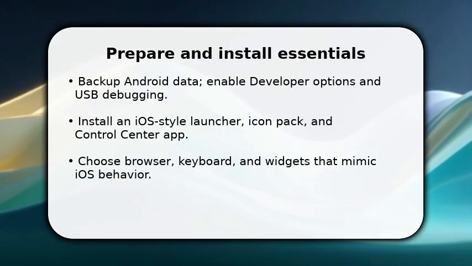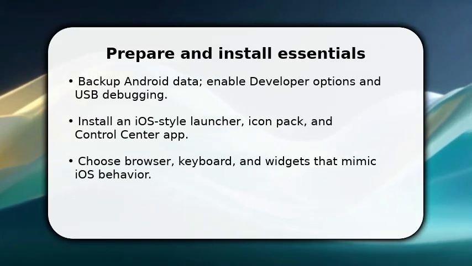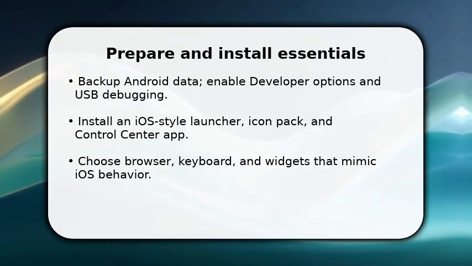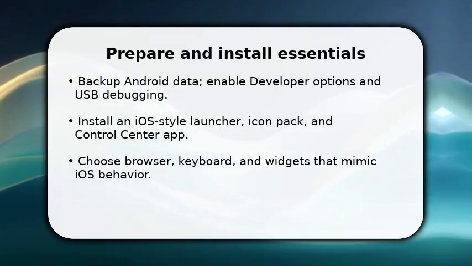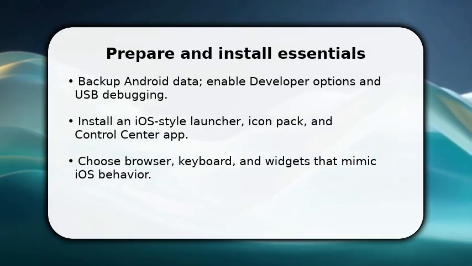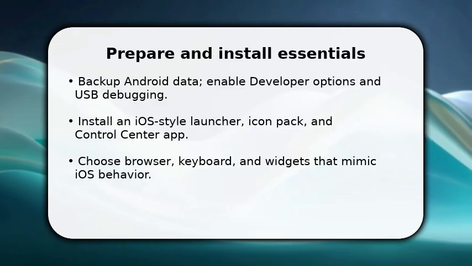You start by securing your phone and getting the right apps. Back up your data, enable developer options and USB debugging so you can restore if needed. Then install an iOS-style launcher and matching icon pack. These change the home screen and app icons instantly.